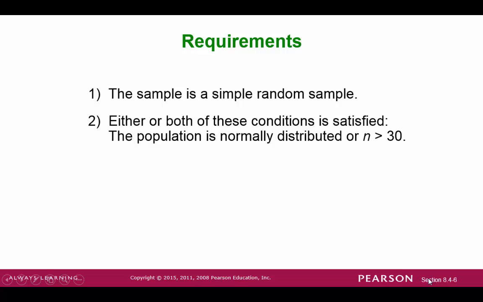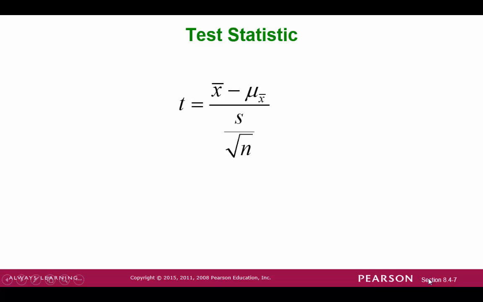Requirements: we want to make sure that the sample is simple and random, and we want to make sure that either the population is normally distributed or our sample size n is large enough, like greater than 30. The test statistic will be given by t is equal to x bar minus mu divided by s over square root of n. We've seen this before when we were first introduced to the student t distribution.